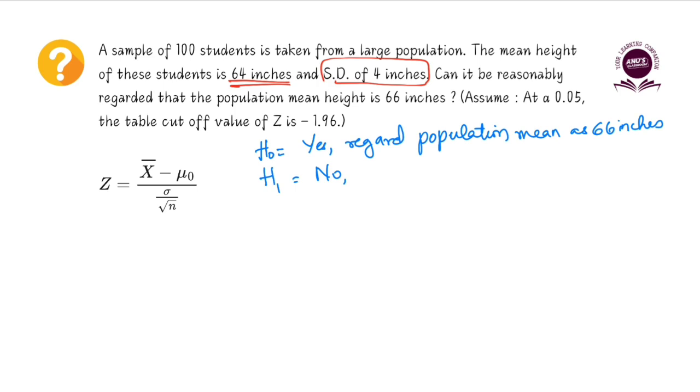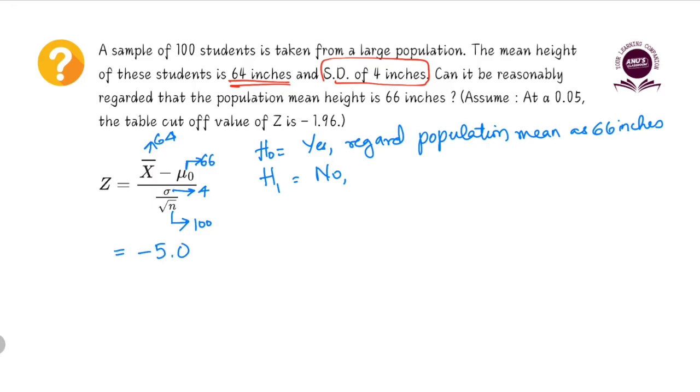Now to perform a z-test, we need to know the sample's mean. Is the sample mean given? Yes, it is 64 inches. We need to know the hypothesized population mean. Do we know that? Yes, this is 66 inches. Now, what else do we need? We need to have the sigma value, the standard deviation value of the population. What is that? 4 inches. Sample size, what is that? 100 students. So, we have all the values we need to calculate the z statistic. When I calculated the z statistic, in the interest of time, I applied all these values and it came to be around minus 5.0.